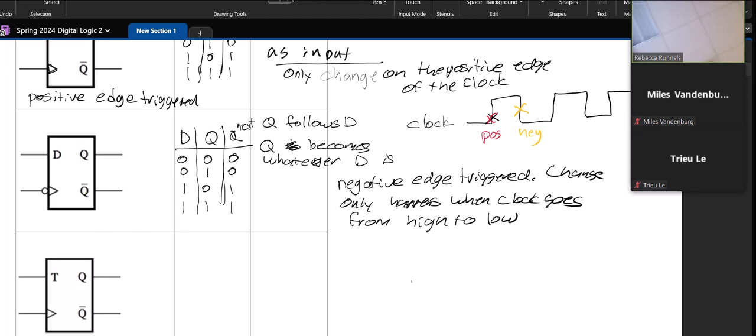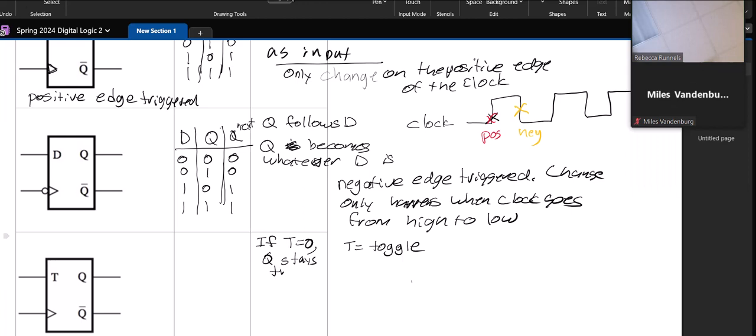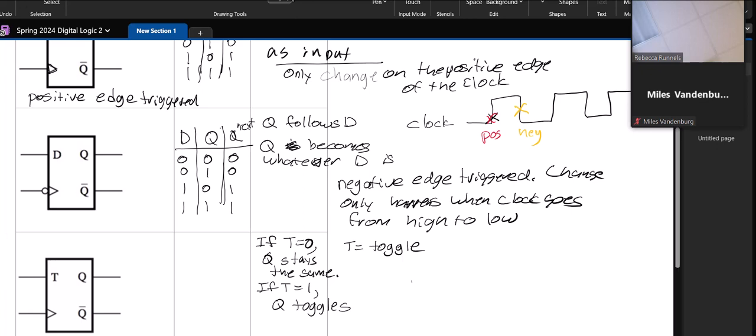Now for a T flip-flop, the T stands for toggle. And that means that your next value of Q does depend on what the previous value of Q is, as long as T is 1. And so our description in words is going to be, if T equals 0, Q stays the same. If T equals 1, Q toggles. And by toggles, it means becomes the opposite of whatever it was.